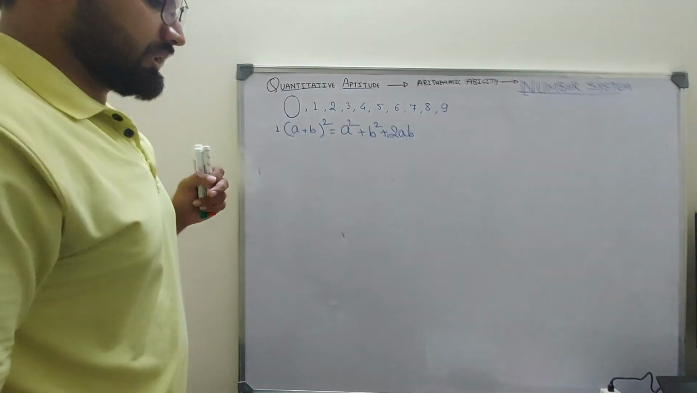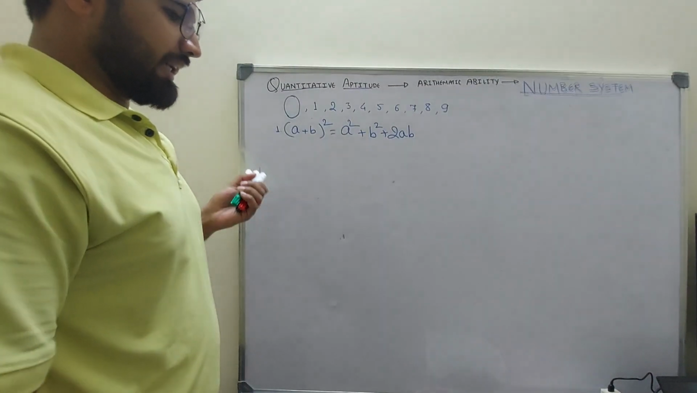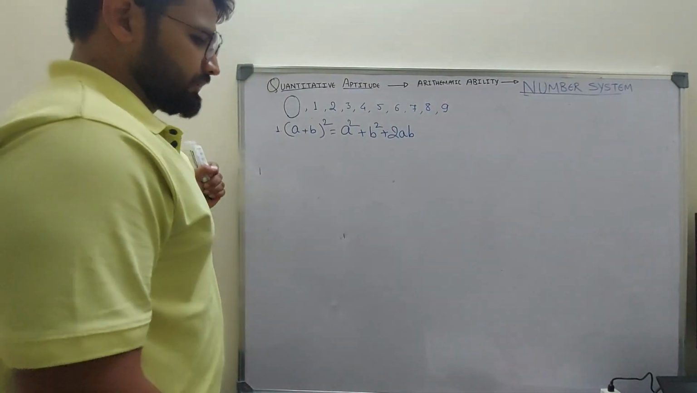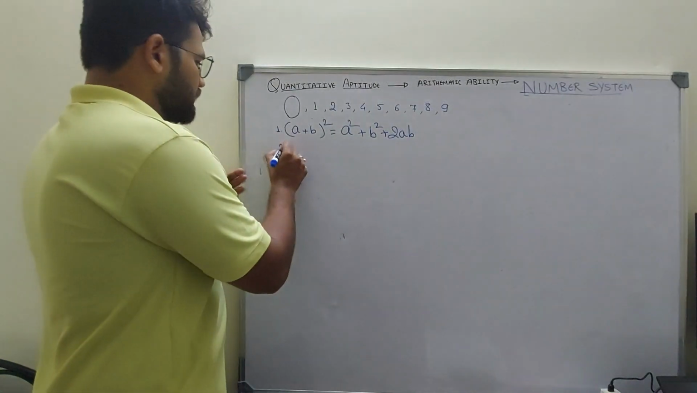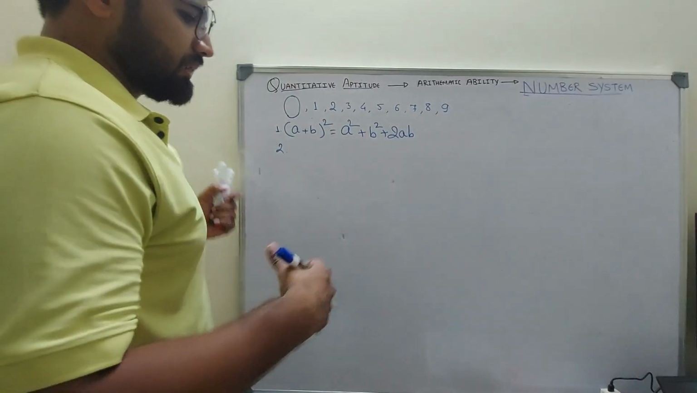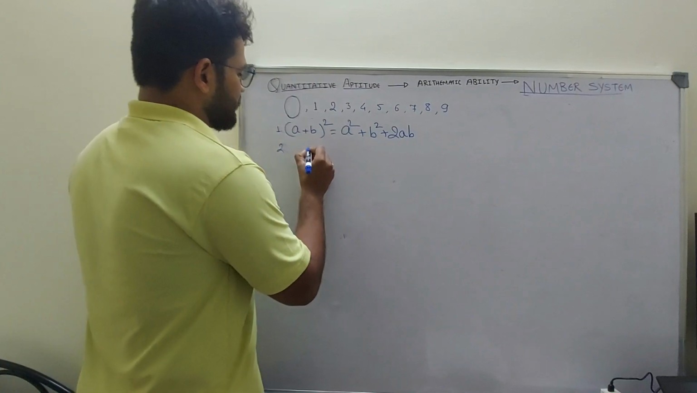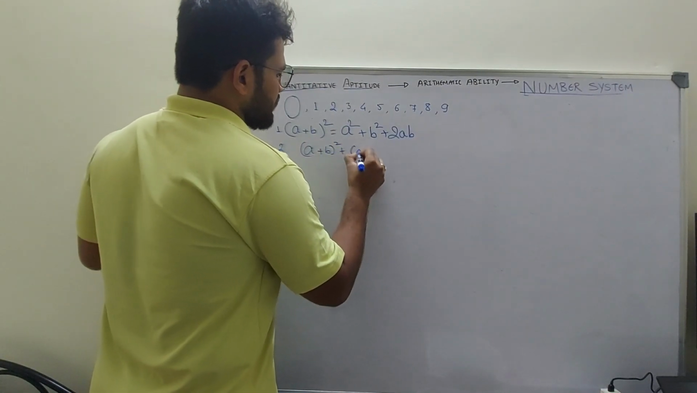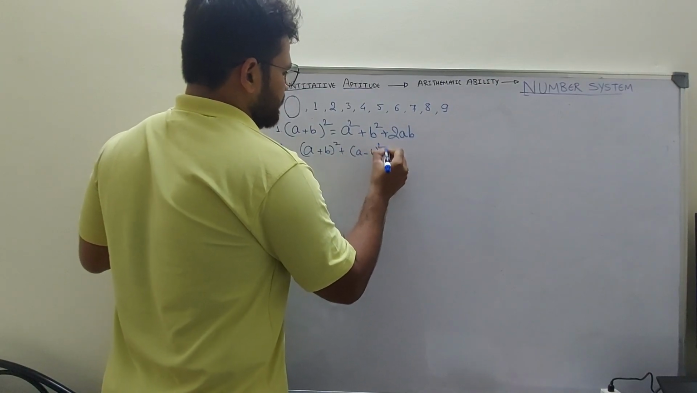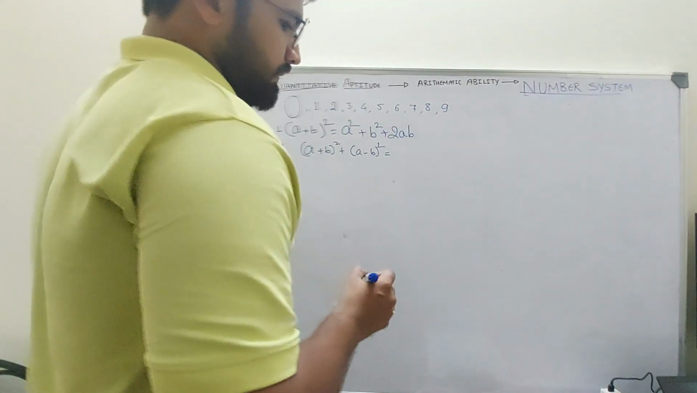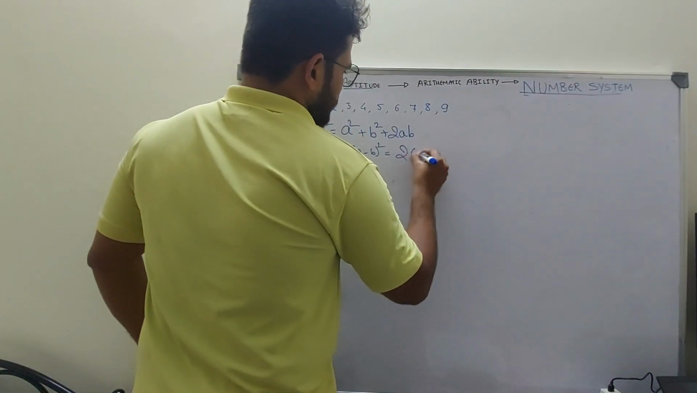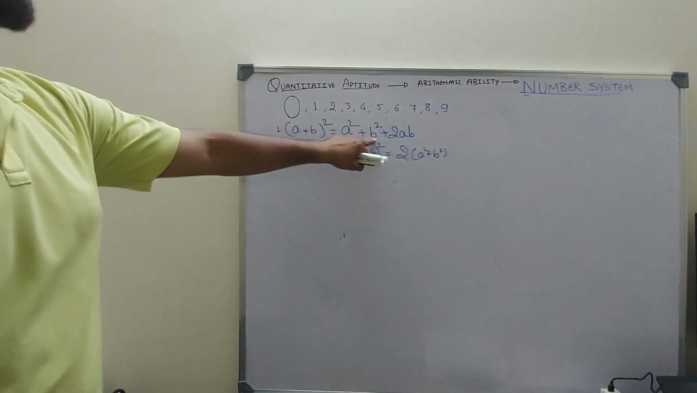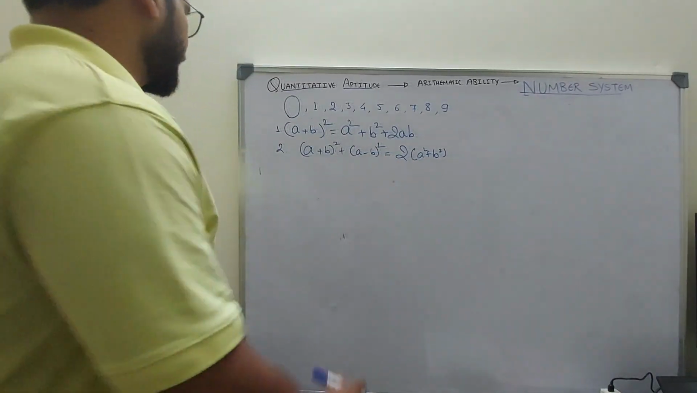The second: a square plus b square can also be written as, this is the only formula, (a plus b) square plus (a minus b) square is equal to 2 times (a square plus b square). Why? Just use the first formula and let me know.